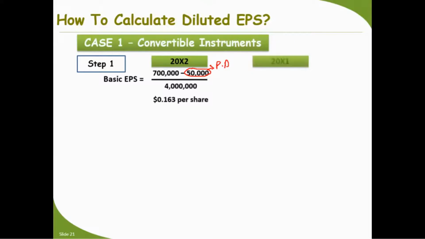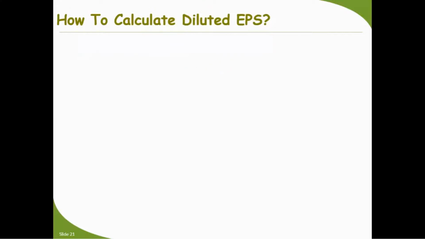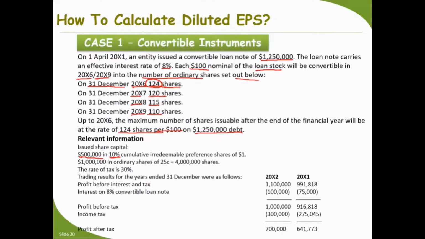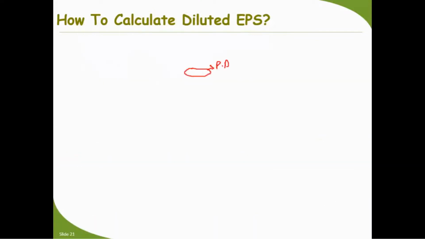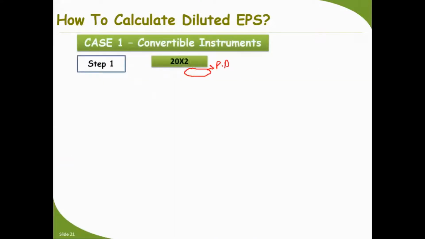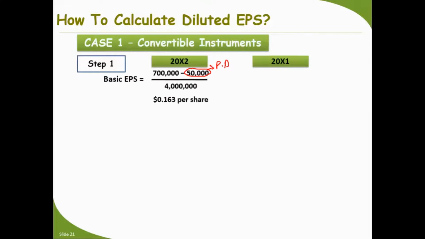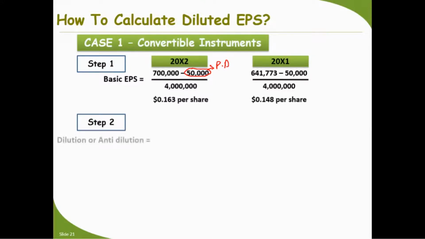0.163 per share. Now for preceding year, what is our profit? 641,773 minus again preference dividend, which is 50,000 divided by 4 million shares, and it is $0.148 per share. Now step 2, dilution or anti-dilution for year 1.